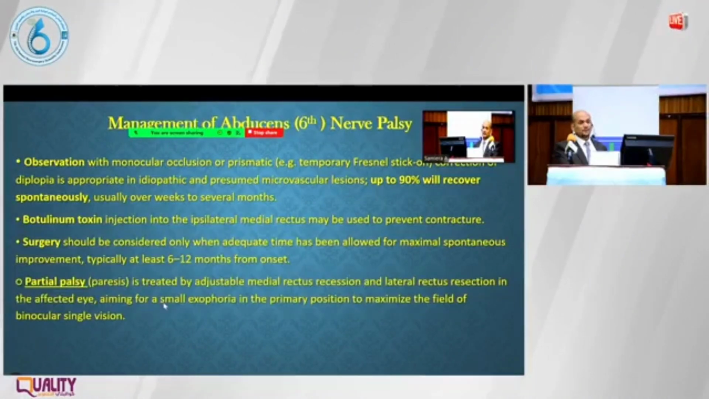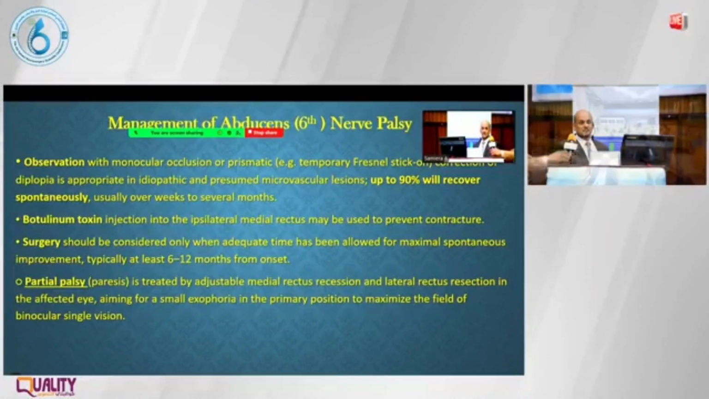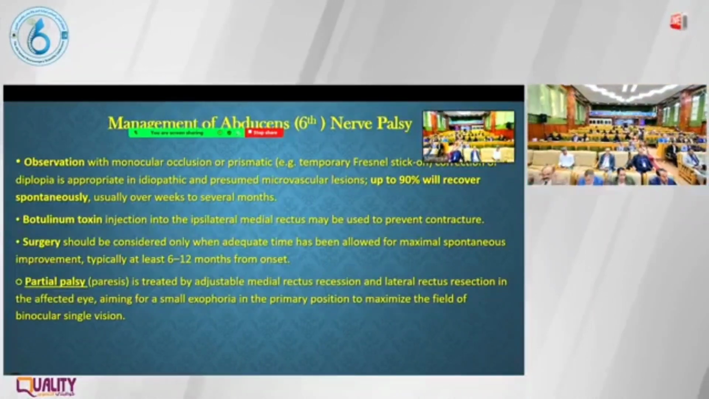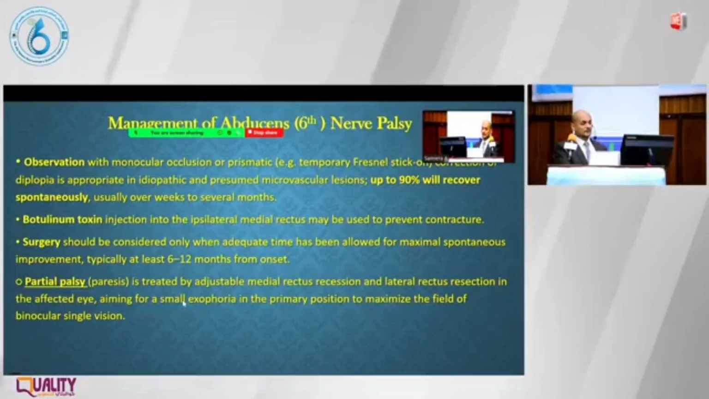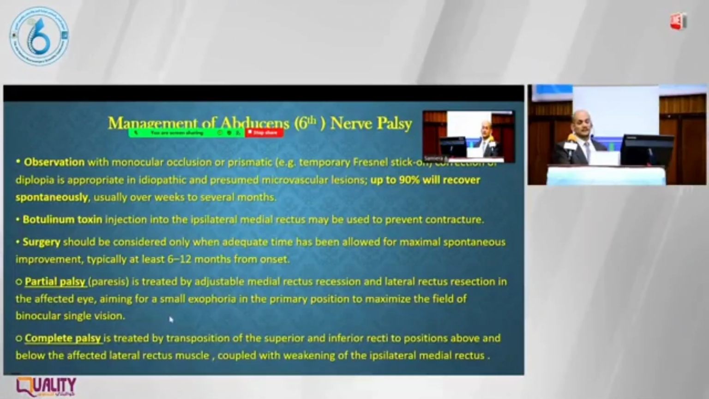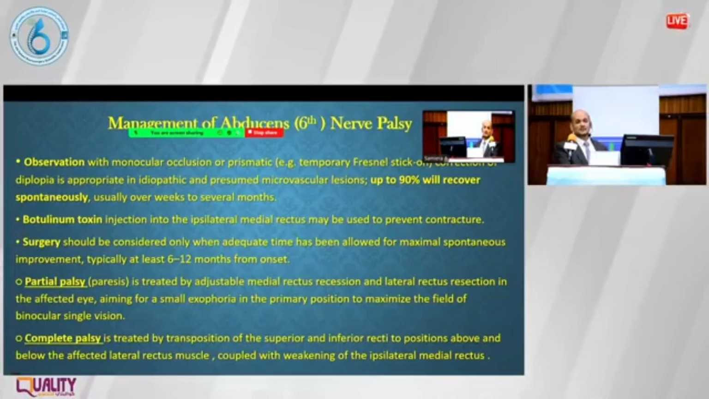For surgery, we have two types. If the patient has paresis, that means the lateral rectus still has residual function, we can do weakening of the medial rectus and strengthening of the lateral rectus. But in cases with complete palsy, we need to do something called transposition surgery. We will transpose the superior rectus and or inferior rectus to the lateral rectus to abduct the eye.